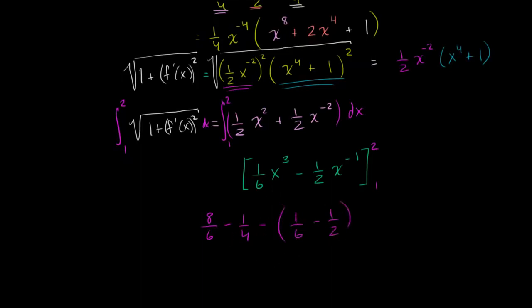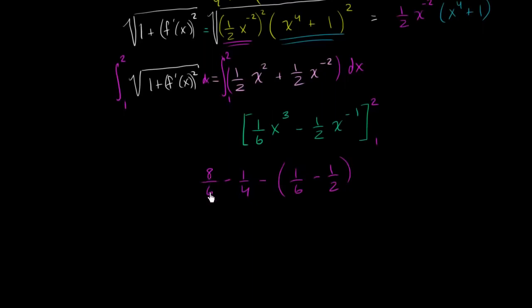And now we just have to evaluate these fractions. So this is, if we divide, 4/3 minus 1/4 minus 1/6, and then we have plus 1/2. The common denominator here would be 12. So 4/3 is 16 over 12, right? Multiply the numerator and denominator by 4. Minus 1/4 is the same thing as 3 over 12. Now this is minus 2 over 12. And then we have plus 6 over 12.